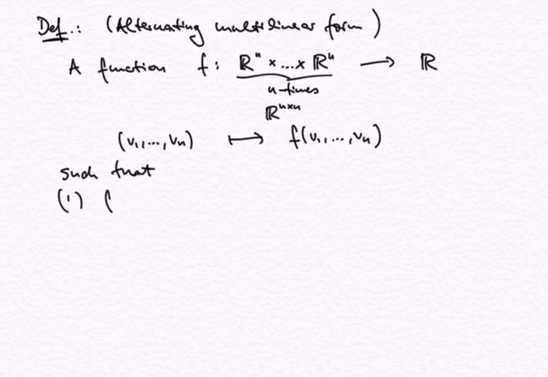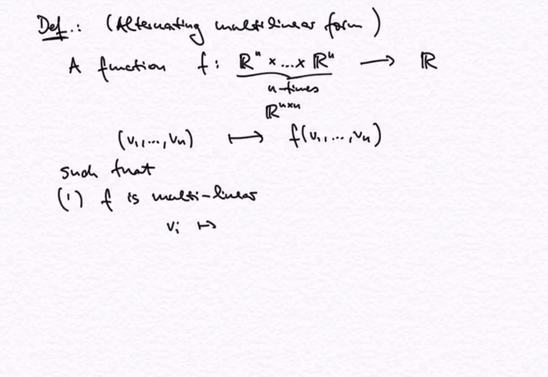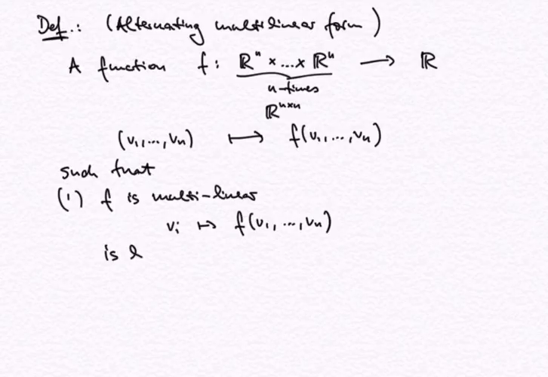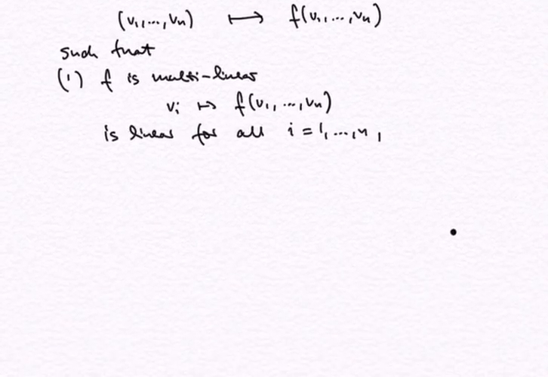One, f is multilinear. What does this mean? This means only that f is linear in each argument, plain and simple. So if we look at the mapping for each of the individual arguments, then this mapping is linear for all i from 1 through n.